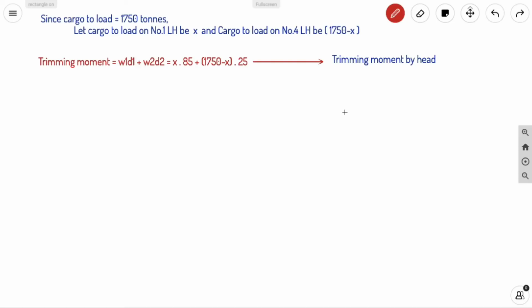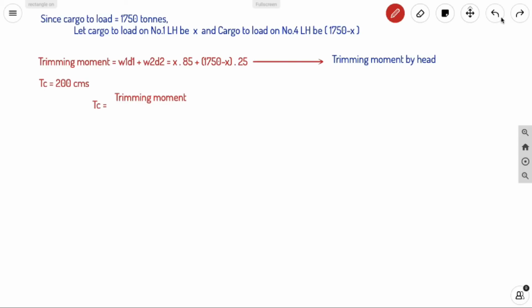Next, trimming moment is by head. How do you know that? Because in number 1 lower hold we are loading 85 into X, and in the other it's 25 into something, so mostly this value will be higher. So it's trimming moment by head. We can't say exactly now, since we don't know the weight. When we find the weight we can say exactly, but for understanding we can say it's trimming moment by head now. So TC we already found, it's 200 centimeters.